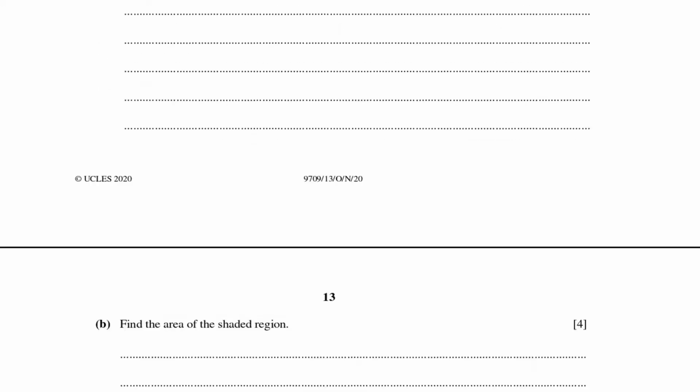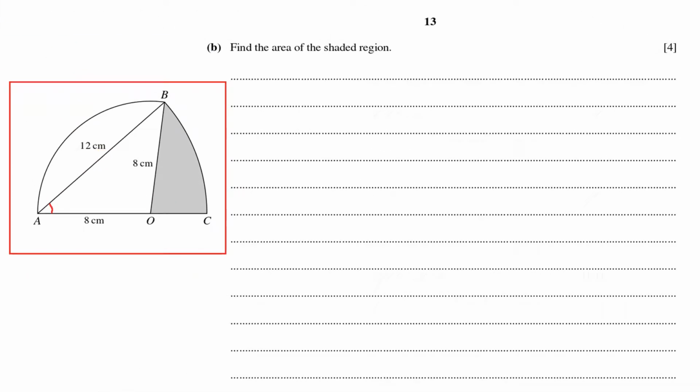Let's scroll down to part B. On part B it says, find the area of the shaded region. Okay, so we have the shape here. Now, in order for us to find the area of the shaded region, we can say this is equal to the area of the sector. In this case, we're talking about sector ABC, and then that's minus the area of the triangle, and the triangle here is the triangle ABO.